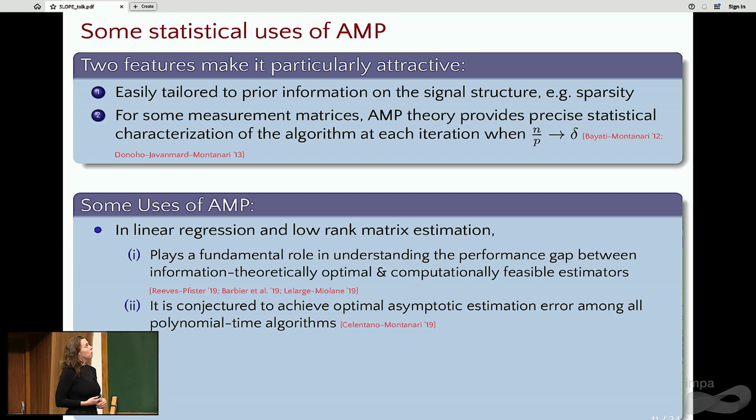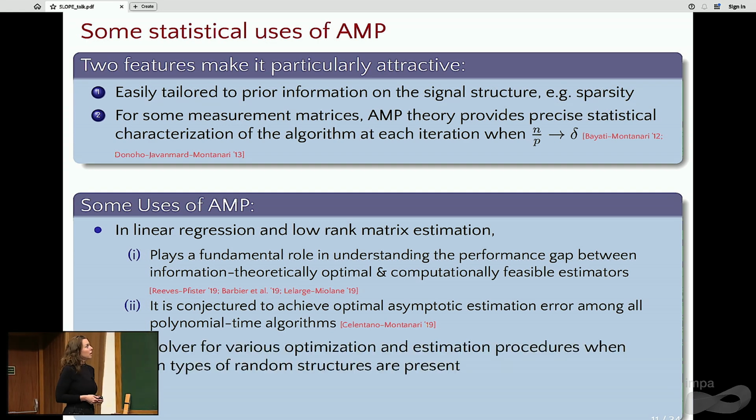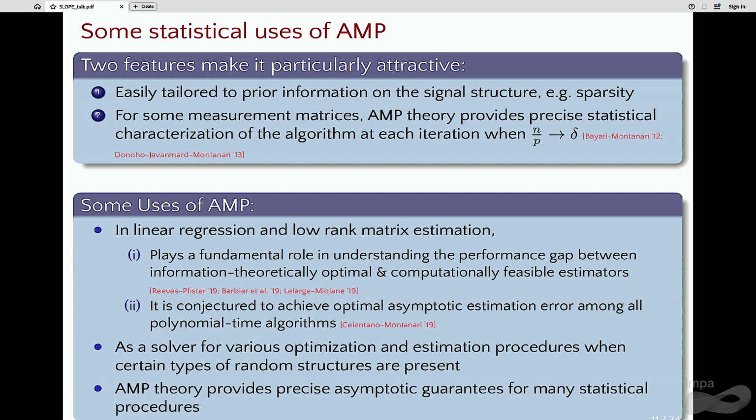So as I mentioned before, AMP also plays a fundamental role in understanding the performance gap between information theoretically optimal and computationally feasible estimators, right? So this is that statistical computational gap. In a sense, AMP is complementary to the overlap gap property that David told us about on the first day, right? These are both ways to say something about the computational limits of problems. Okay, so what we'll talk about again is the fact that we can use the AMP theory to give us precise asymptotic guarantees for many statistical procedures, and we're going to use AMP to study lasso and slope.